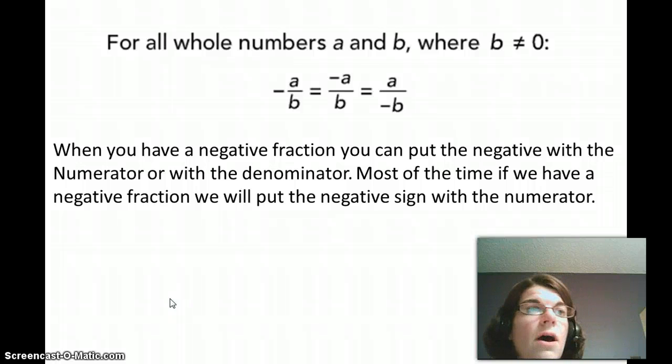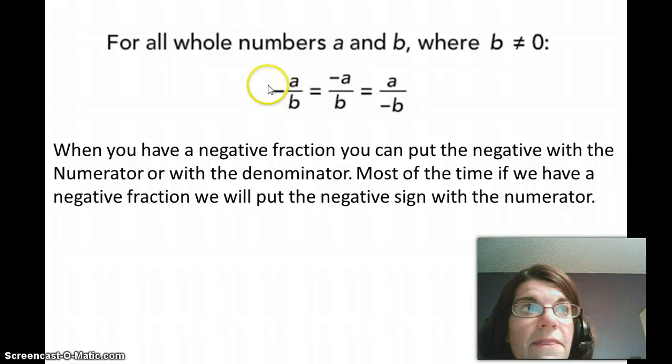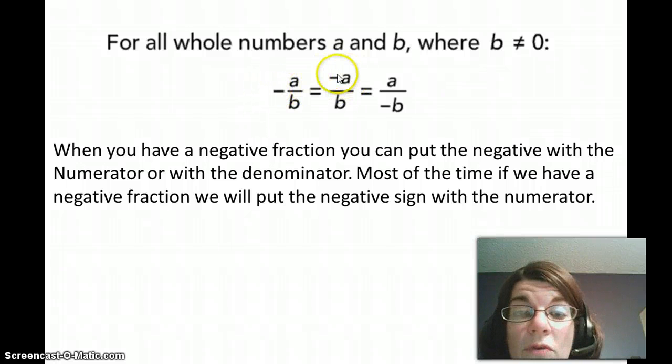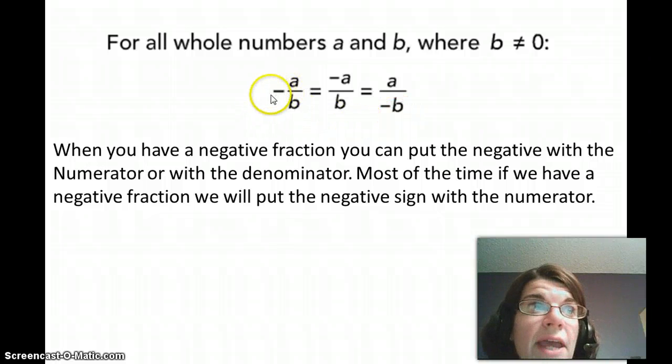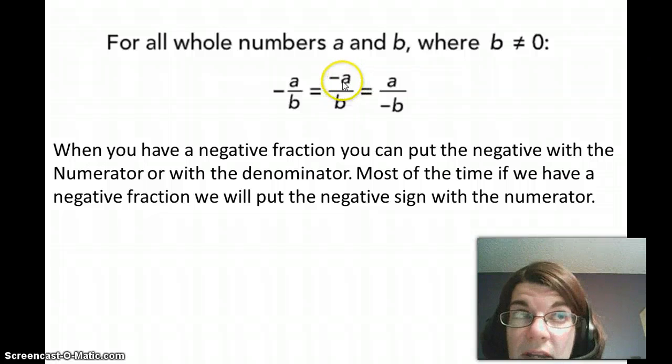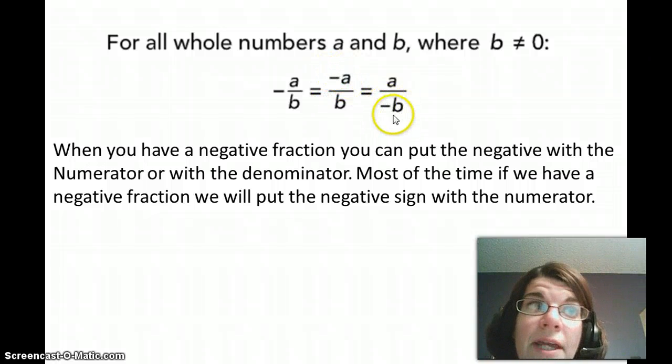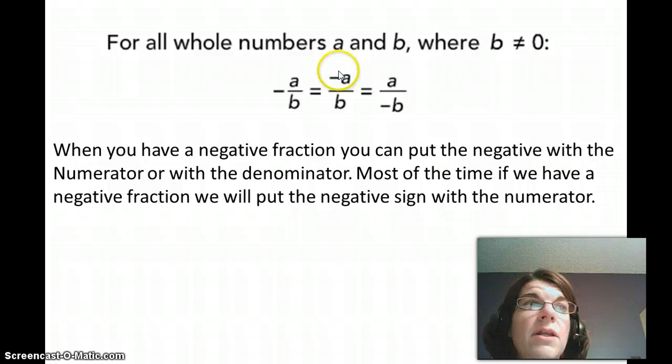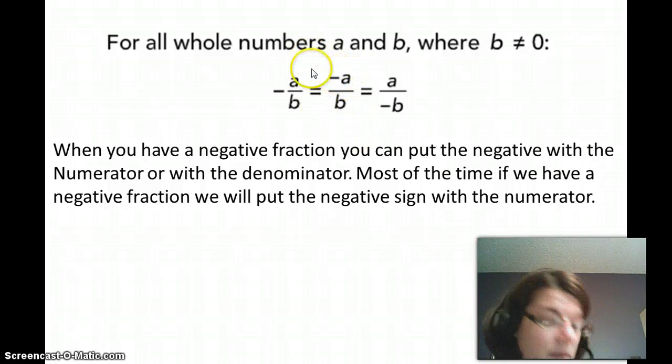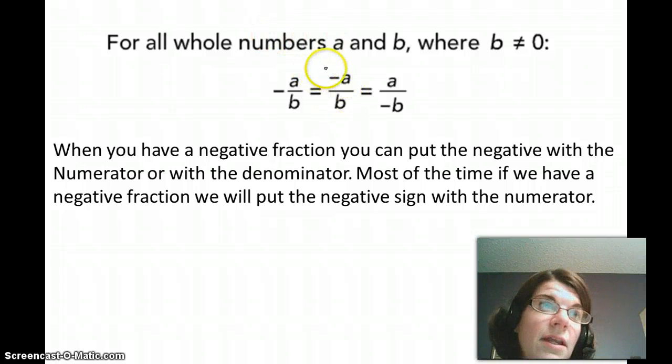Okay, now this is something else to keep in mind. If you have a negative fraction, the negative can be put in with the numerator or it can be put in with the denominator. So the negative sign out front makes the whole fraction negative, and you can either put the negative with the numerator or the denominator. Usually we put it with the numerator, like this first example here. You'll see that mostly like this.